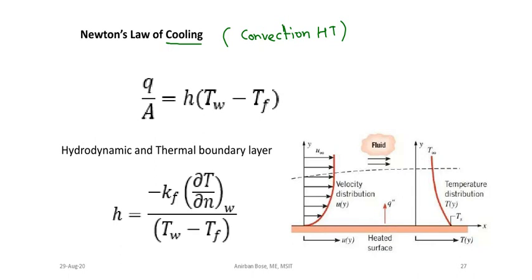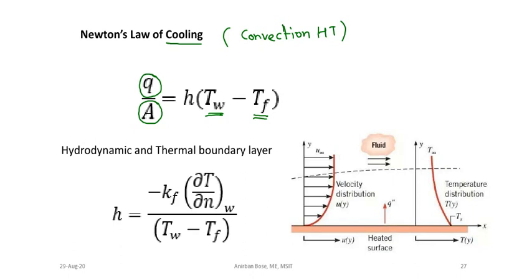Okay, so here you can see the left hand side. This is the rate of heat transfer. This one is the surface area from which the heat is basically transferred, and TW is indicating the wall temperature and TF indicating the free stream fluid temperature, or the fluid temperature.